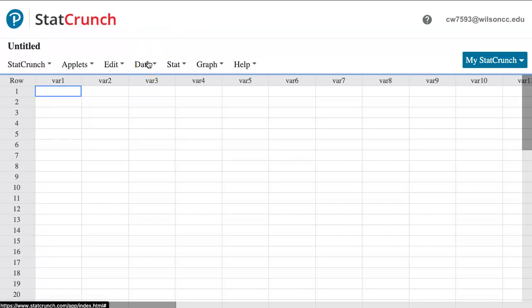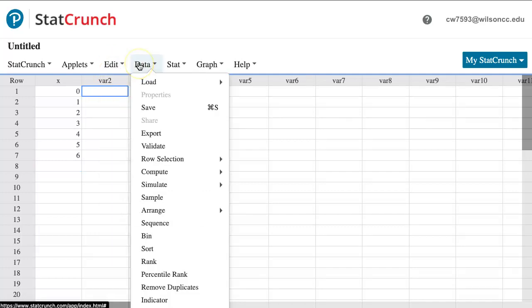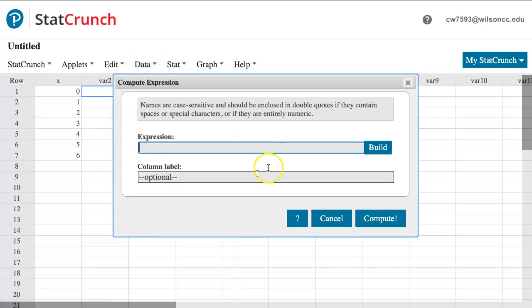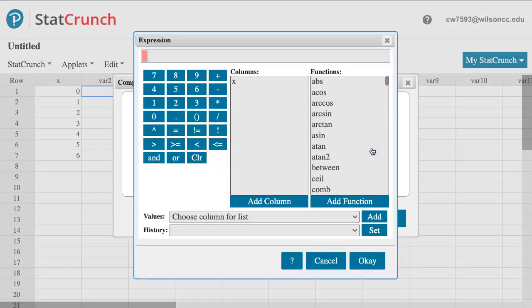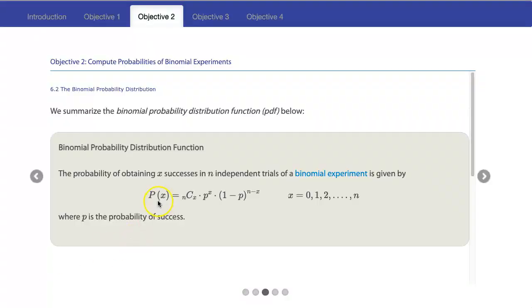All right, so I'm going to begin by naming this first column X, just so I can keep up with it. And I will type in those different values of X that we were given in our chart. And then for this column, I'm going to go to Data, Compute, and Expression. And what I want to do is build an expression that is the same thing as that formula that we saw from the e-text. So I'm going to build this formula into that second column.